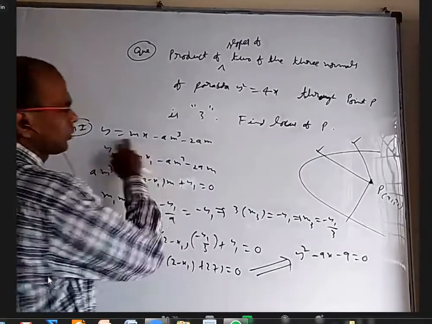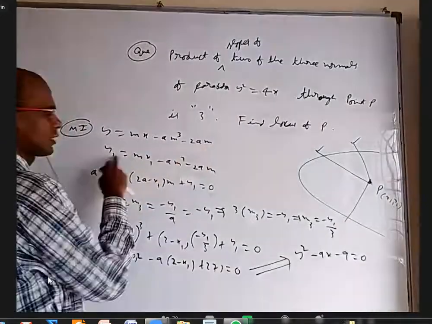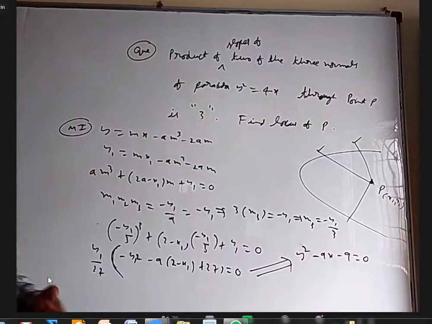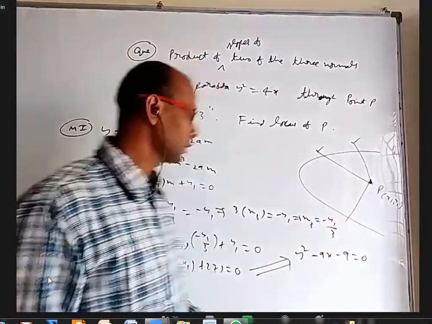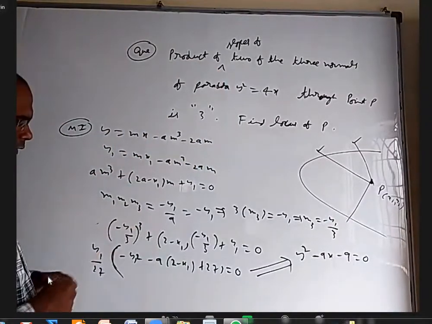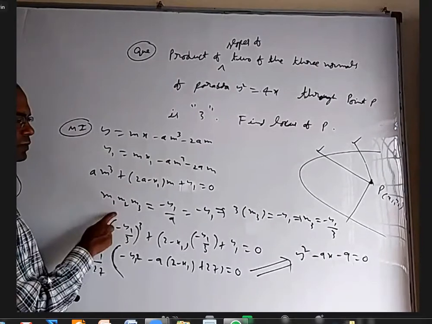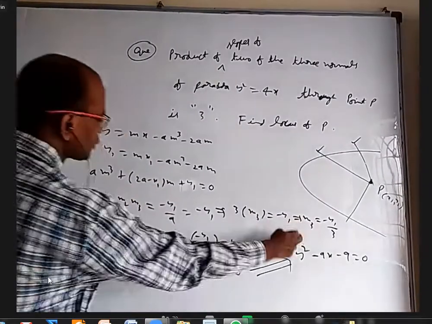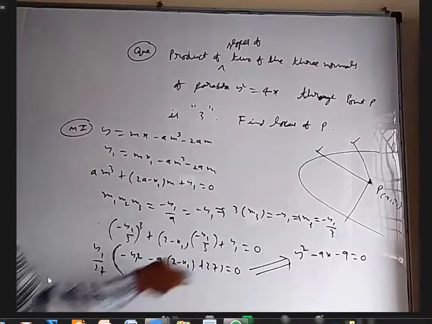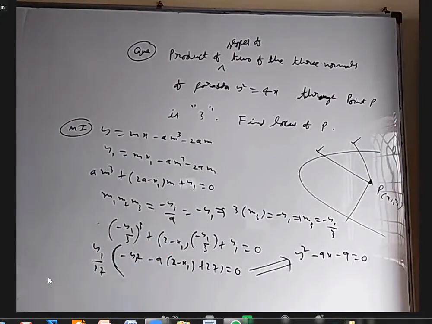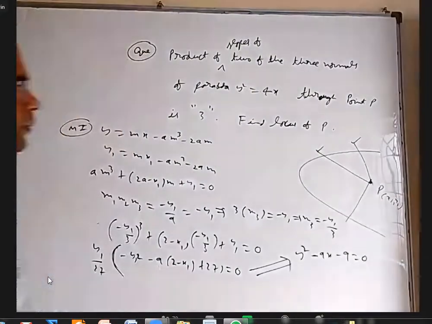Any normal to the parabola has this general form. Substitute that point, you will get a cubic equation. The roots of that are this slope, this slope, this slope. Product of the slopes I used. And then I know the product of two slopes is 3, from that I'll get the third slope. And that slope should be a root of this. That's why I substituted here. And whatever is possible, I took common and I got this locus.